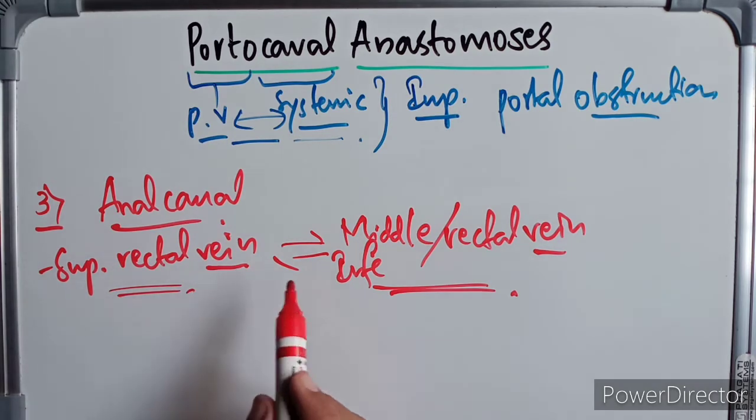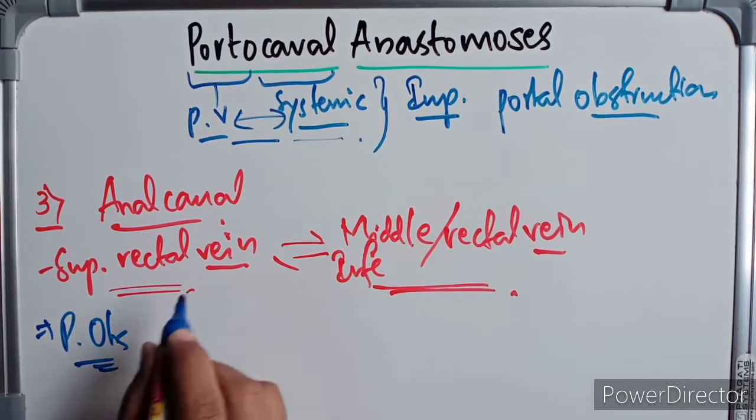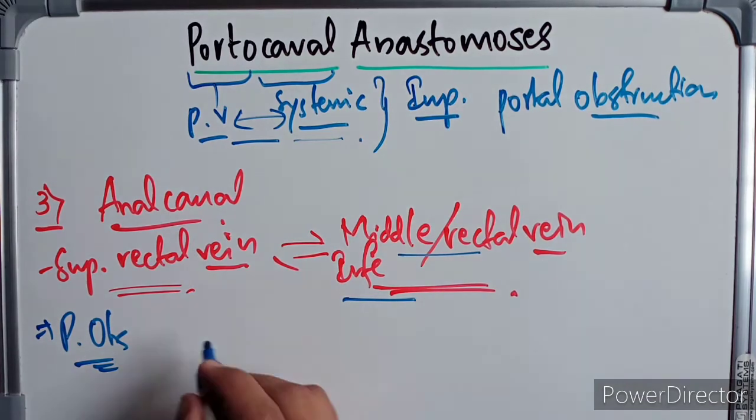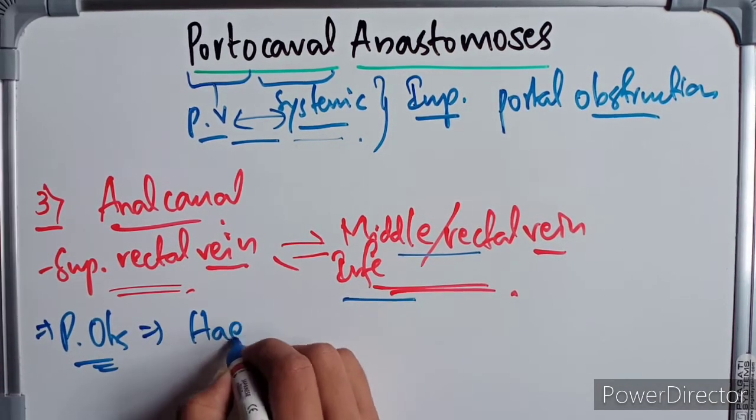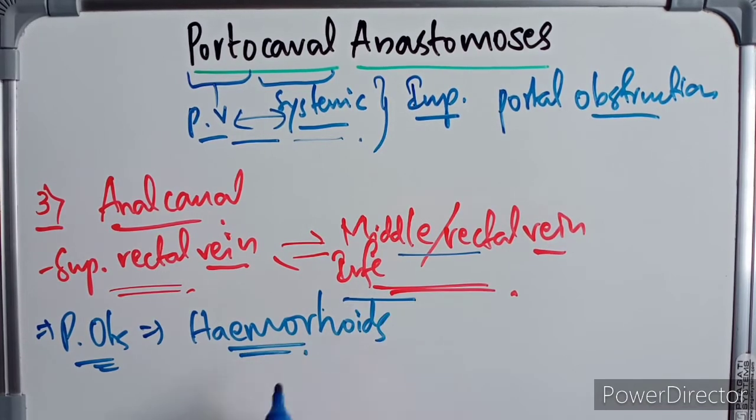The distension and dilatation of these anastomotic channels will result in hemorrhoids. So during portal obstruction, distension and tortuosity of the middle and the inferior rectal veins will result in hemorrhoids. So these are the main three anastomoses between the portal and the systemic venous systems.